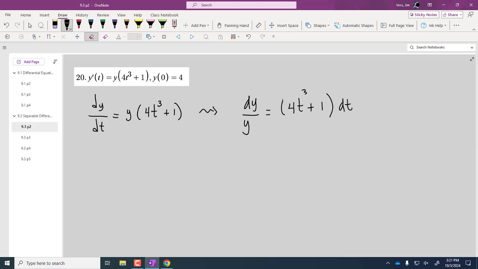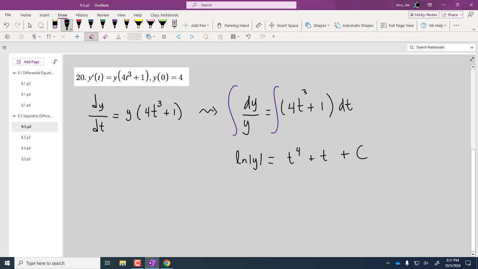So that's our separation. Once we have it separated, that's when we introduce the integral symbol. So the integral symbol appears once we have it separated. And then on the left, we're going to integrate, natural log absolute value of y. This is going to be t to the fourth plus t plus c. So this is general, and it's implicit, not explicit.